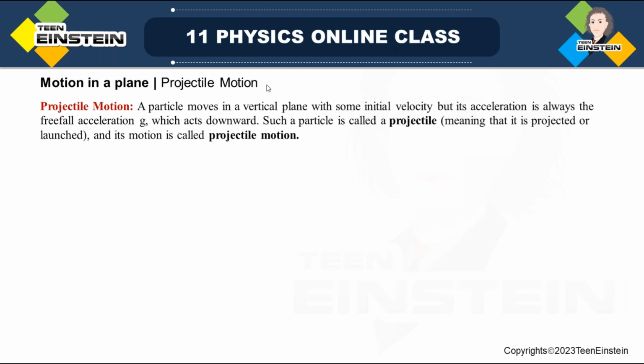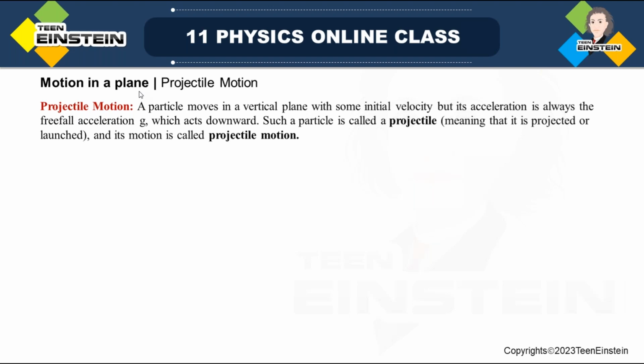So such a special topic we have taken up today is projectile motion. This comes under motion in 2D or motion in a plane. So therefore we can say that projectile motion is a special case of two-dimensional motion.